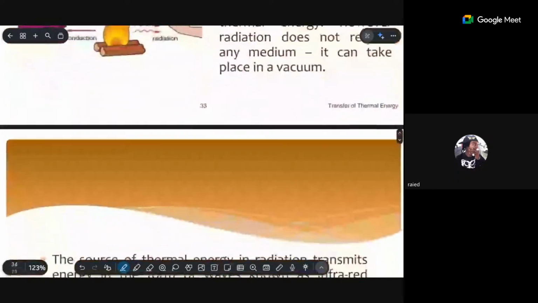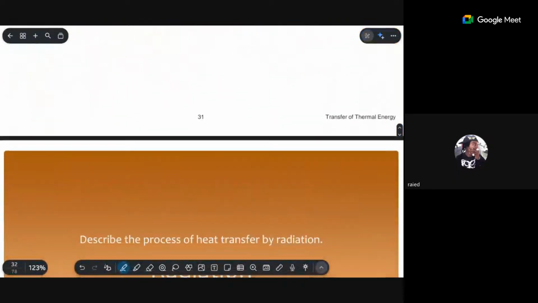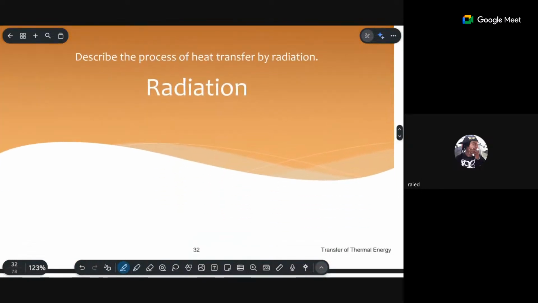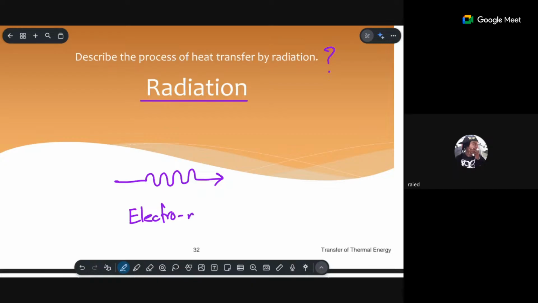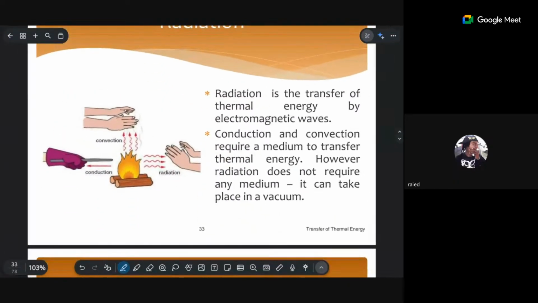So this is how you have several questions for past paper practice on this slide. Now describe the process of heat transfer by radiation. This is the third method of transfer of thermal energy, and I told you that the third method is radiation. Radiation is that mode of heat transfer in which heat is transferred in the form of waves, namely electromagnetic waves. Remember this. When energy transfers in the form of electromagnetic waves, we consider these to be radiation.